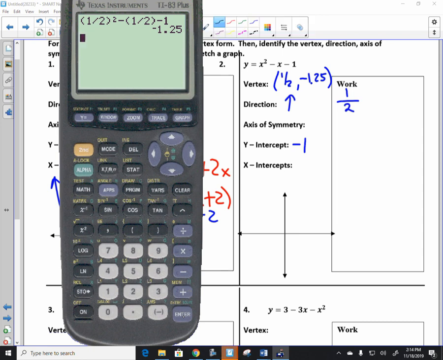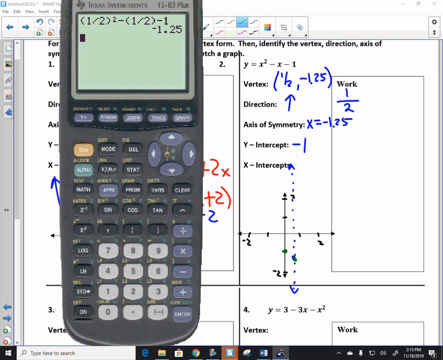So I'm going to make a 2 by 2 graph. 1, 2. I'm going to plot 1/2 and negative 1.25. Who can name the axis of symmetry? X equals 1/2. I have a y-intercept of negative 1. So it means it crosses the y-axis at negative 1.